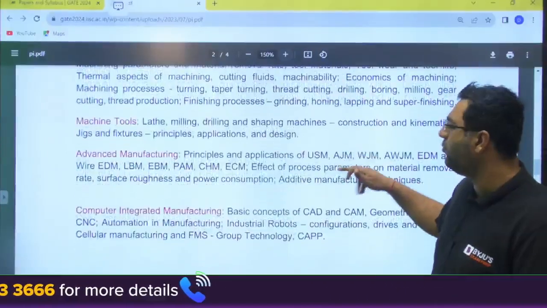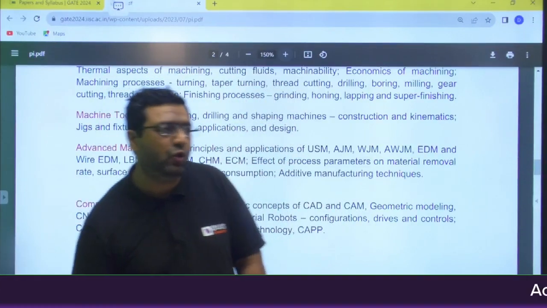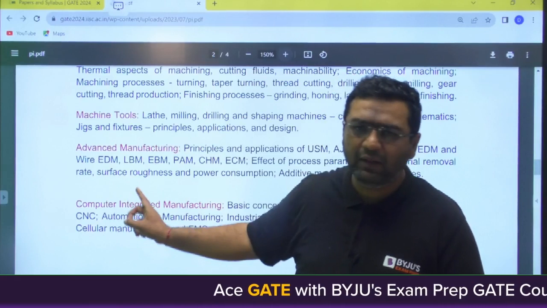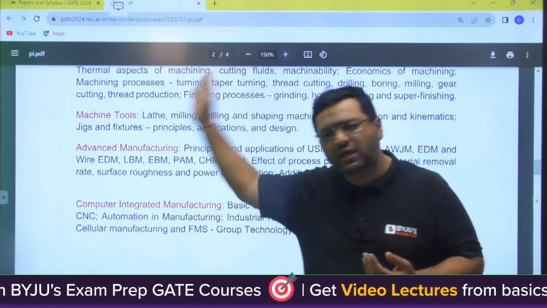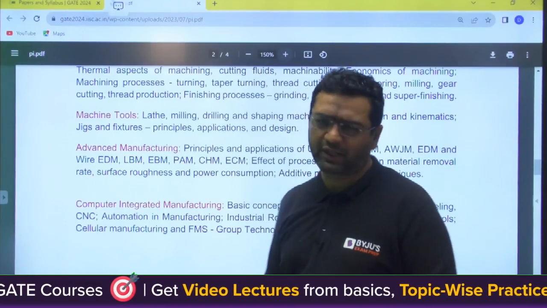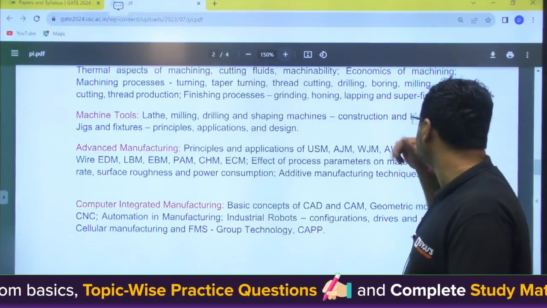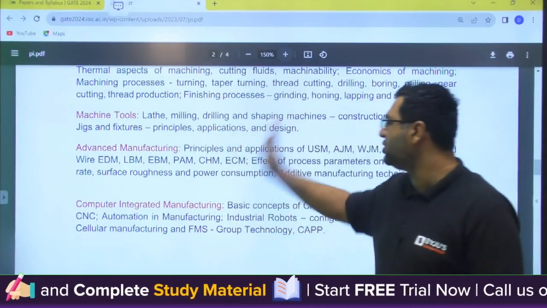Exactly the same syllabus whatever we study in mechanical, although in the mechanical syllabus they have not mentioned it that elaborately, and here in P&I they have mentioned it elaborately, but we study all these things. There is nothing that we don't study. Then my dear, machine tool: lathe, milling, drilling, shaping machines, construction and kinematics, jigs and fixtures, principle, application and design.